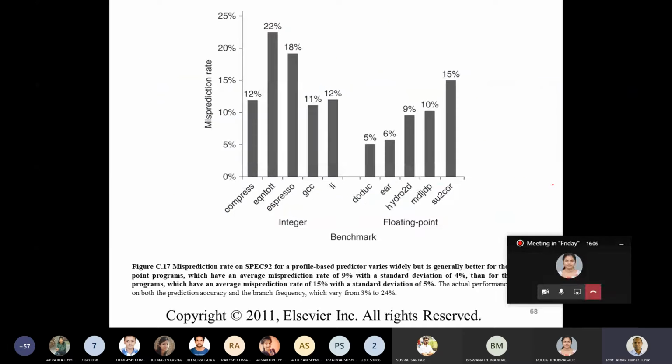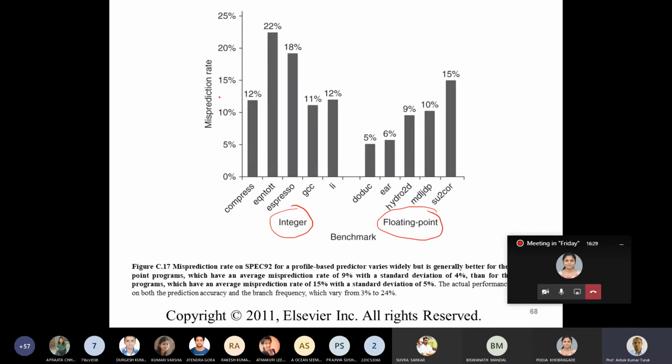So this shows the prediction rate for the SPEC 92 benchmark. If you look at this benchmark, there is an integer program, and there is a floating point program.